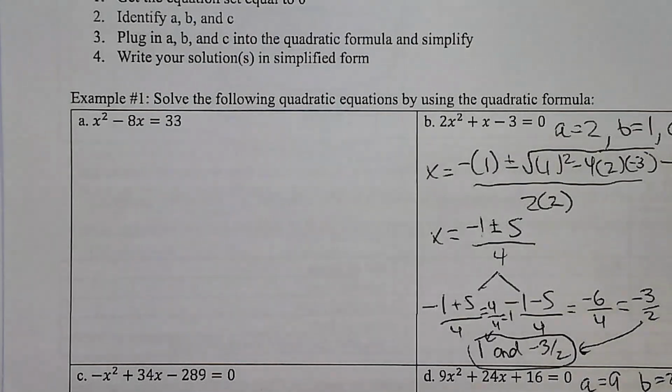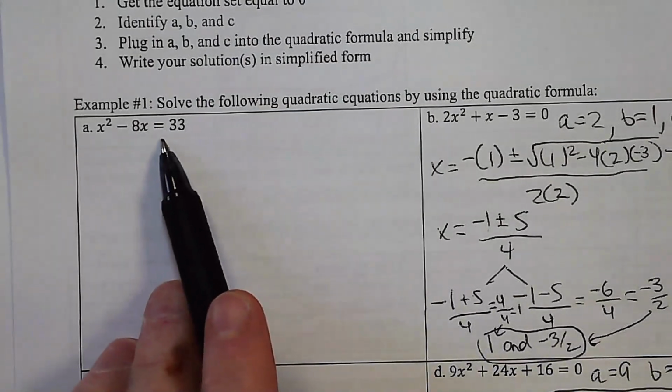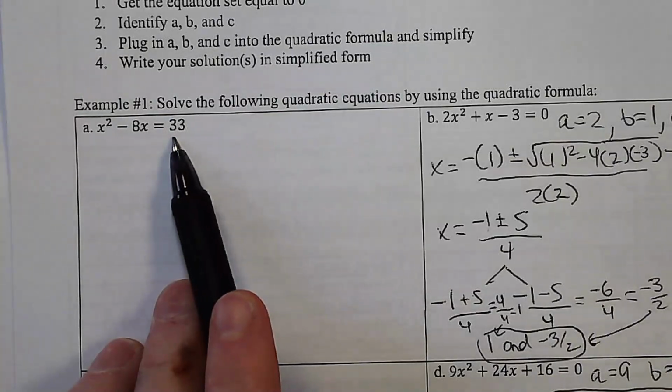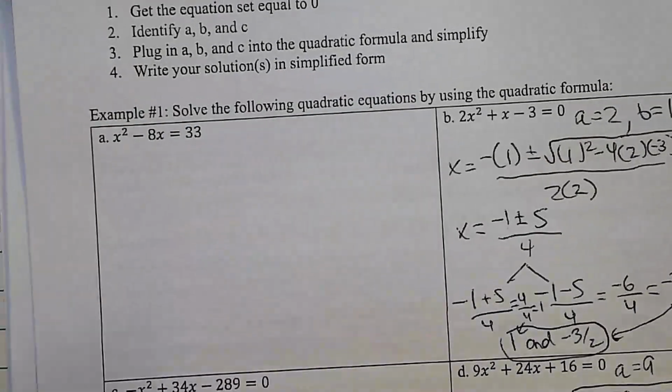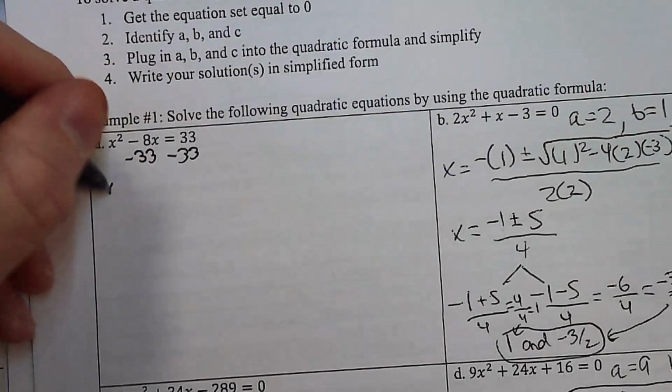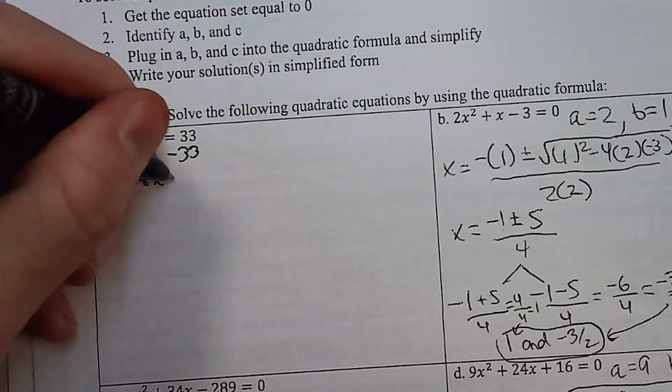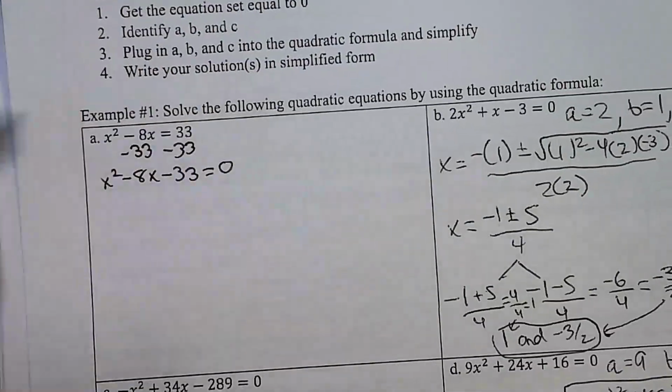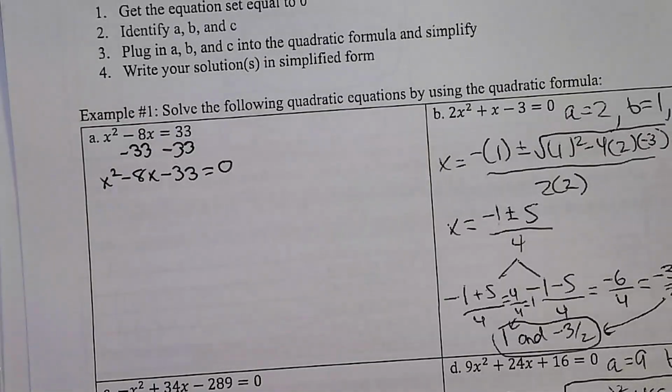First thing you have to do is to make the equation equal 0. How do I make this equal 0? What do I need to do? Good. Subtract 33. So you have to make it equal 0 first.